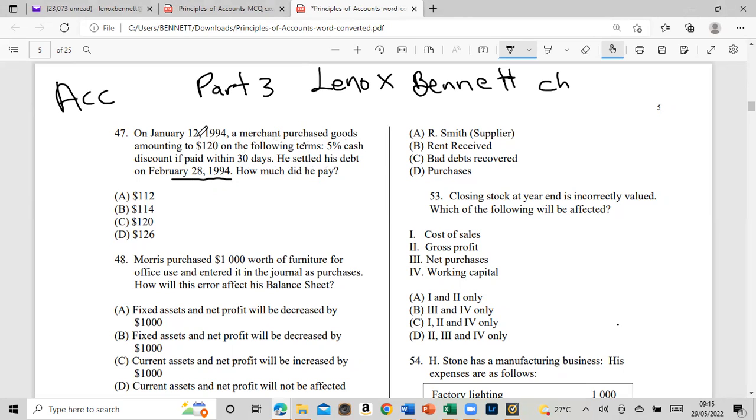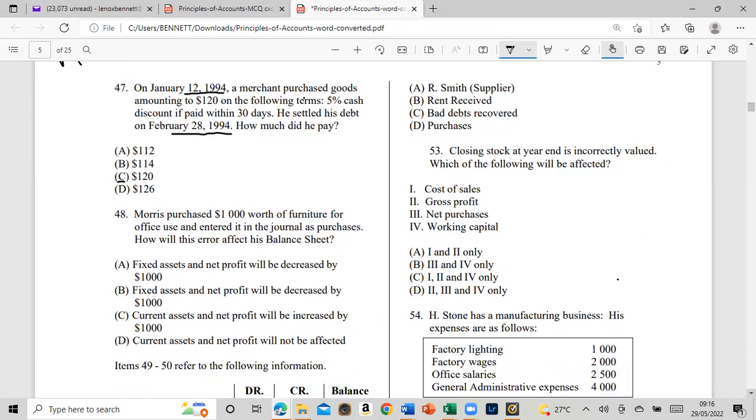Now, if you investigate and realize that it was January 12th, if he had 30 days, it would have been before February 12th. He did not make payment within the 30 days, so he would have paid the full $120. So he would not be eligible for the discount. Right? Let's move on to 48.